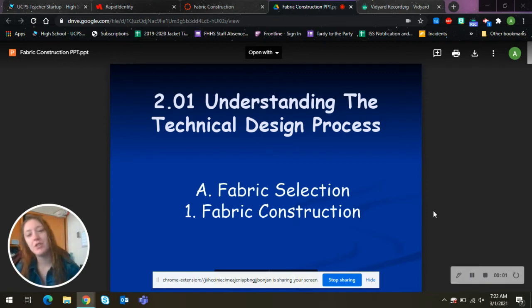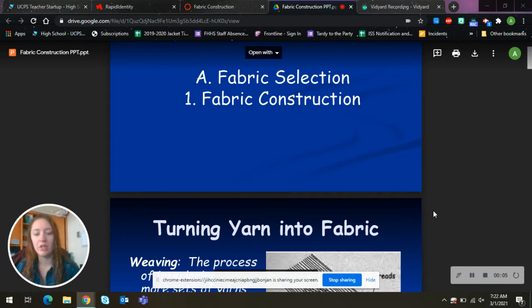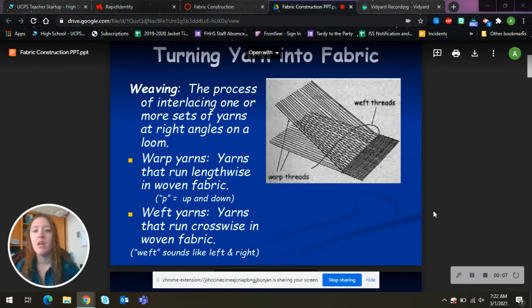All right, guys, so this is your 2.01 understanding the technical design process. So fabric selection versus fabric construction. Turning your yarn into fabric, that process is weaving. It's interlacing one or more sets of your yarns, and I know I've shown you guys what a loom looks like, and that is what is used for weaving.